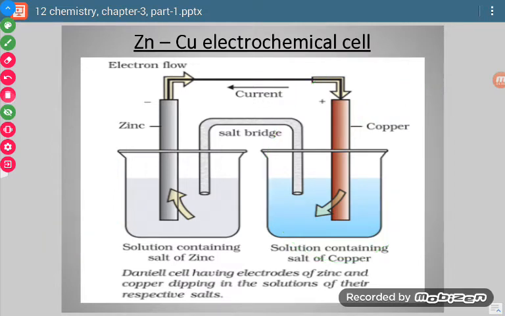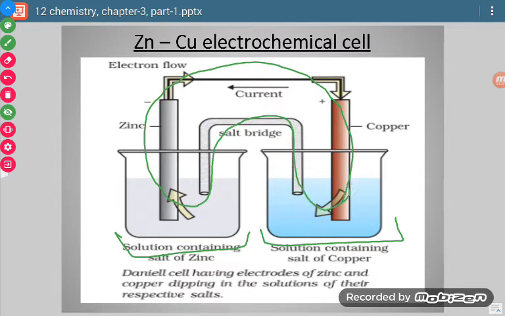Now we join these two externally, this is the external connection, and with the help of a salt bridge. The functions of the salt bridge you have done earlier. The salt bridge connects the two half cells, as you can see here, and secondly it completes the electrical circuit. An electrical circuit is like that: from where we start we must reach that particular point after moving throughout all the components. So the salt bridge completes the electrical circuit.